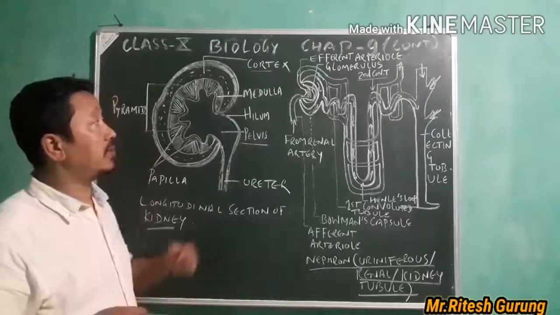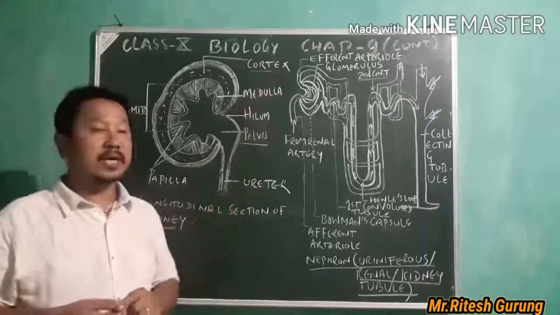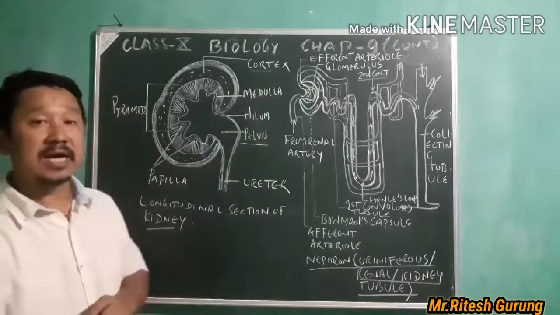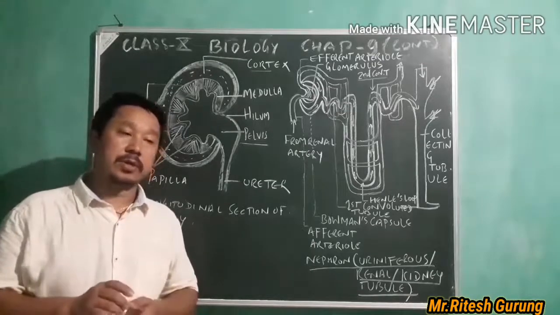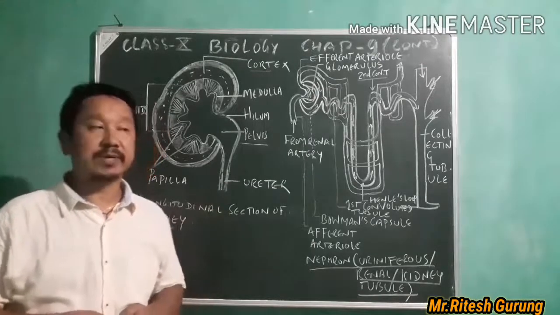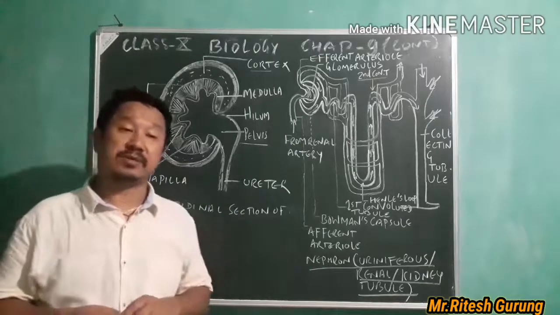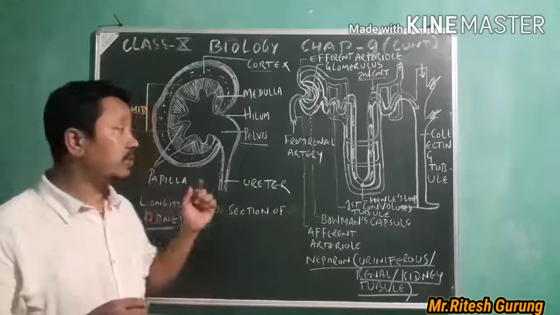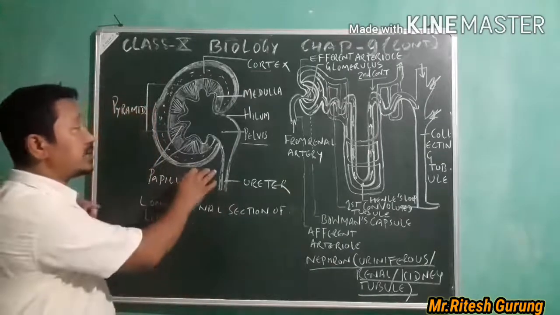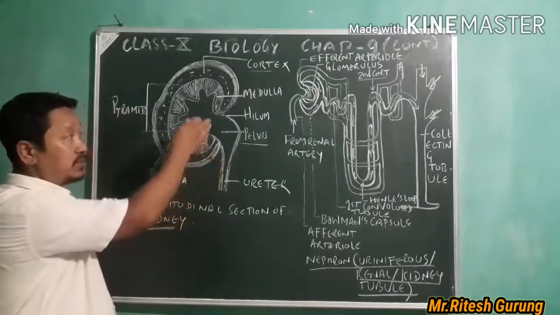Dear class 10, we'll continue chapter number 9, that is the excretory system. In the last session, we talked about the urinary system of human beings. Then we even discussed the external features of the kidney. Today we'll see the internal structure of the kidney, which you see out here.